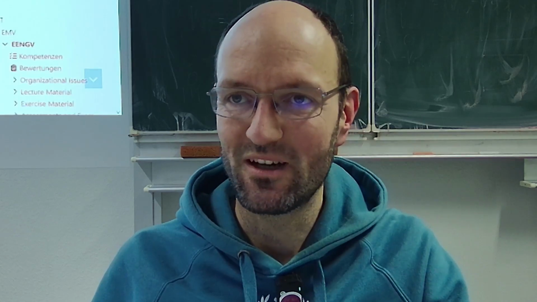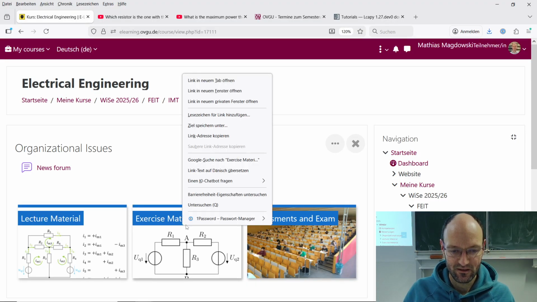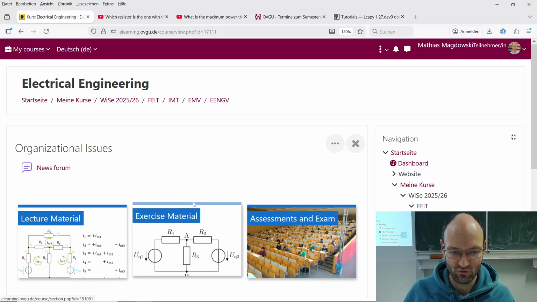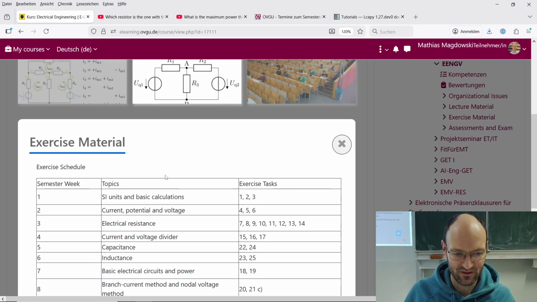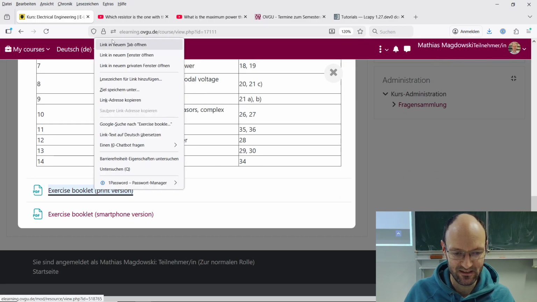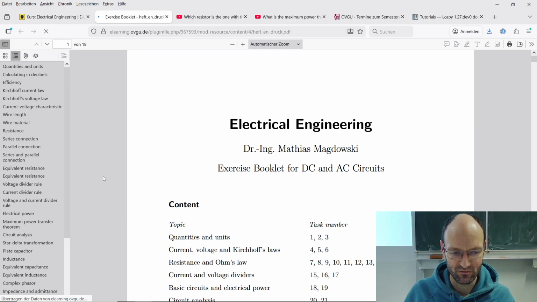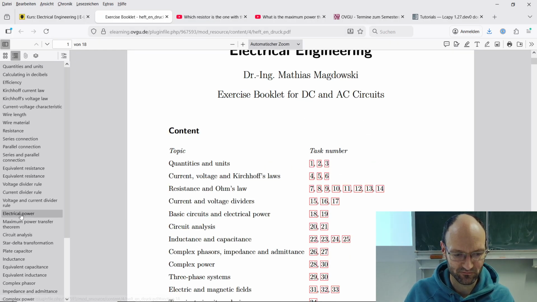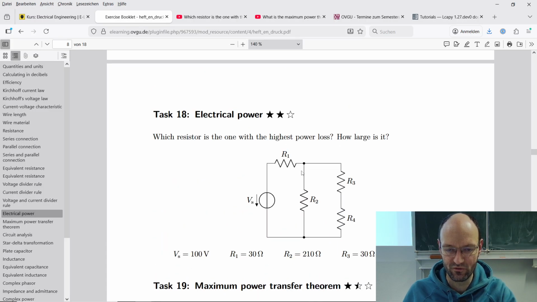Yeah, then one task for today that we can have a look at in our exercise booklet is if I go to the exercise material and open it up. So the topics for today are this 18 and 19, and here's our nice exercise booklet. And as we've maybe discussed before a bit, it's about electrical power and the maximum power transfer theorem.